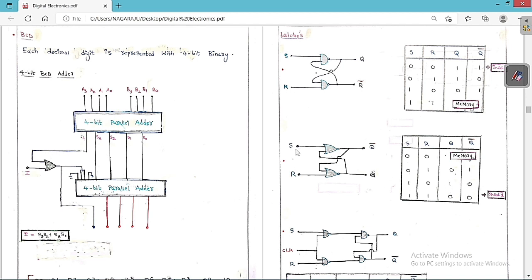Suppose I give the same inputs, 1 and 1, then what is going to happen? I already told you for NOR gate, if one of the inputs is 1, irrespective of the other input, the output is nothing but 0. So this is 0 and this is also 0. Both are in the same state, so it is called the invalid state. Because we want the states to be complements of each other, but we got the same states. So this is the point that you always have to keep in your mind.